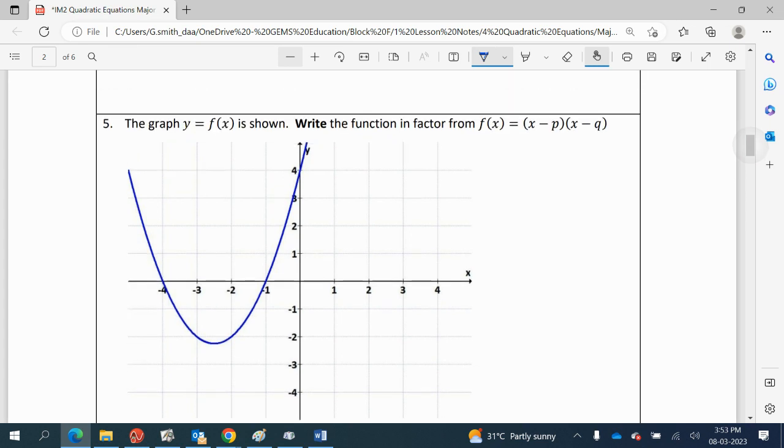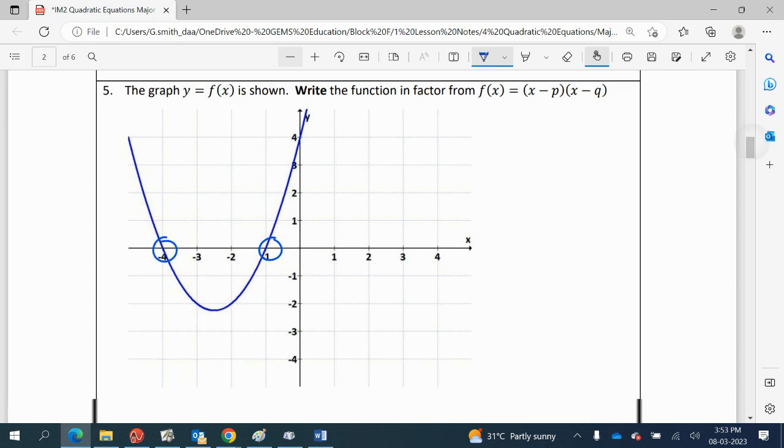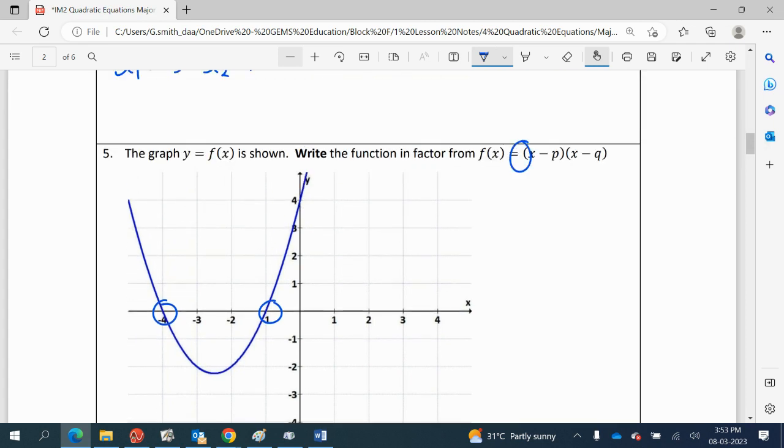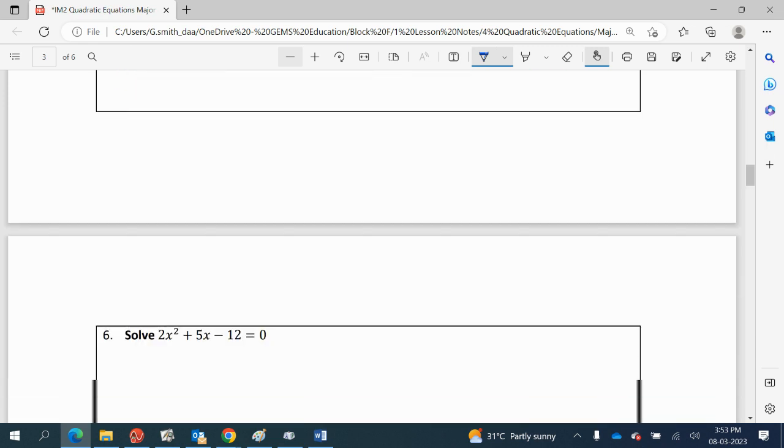So here we have a graph, and we have to find the function in this form. We can see the roots here and here, so -1 and -4. So this is going to be f of x equals x plus 4, x plus 1. We're told there's no a value in the question here. It's an easy one.